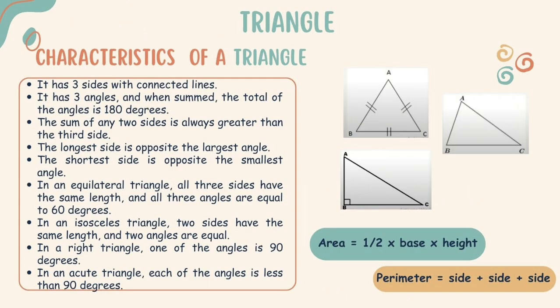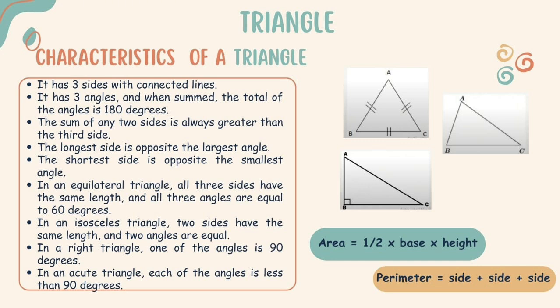The third is triangle. The characteristics of a triangle are: it has three sides with connected lines. Then it has three angles, and when summed, the total of the angles is 180 degrees. Then, the sum of any two sides is always greater than the third side. Then, the longest side is opposite the largest angle. Then, the shortest side is opposite the smallest angle.